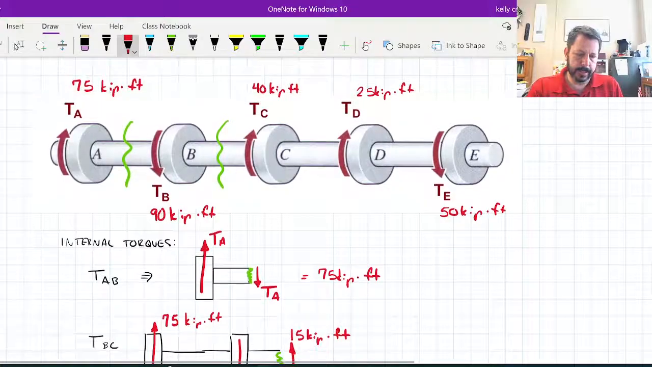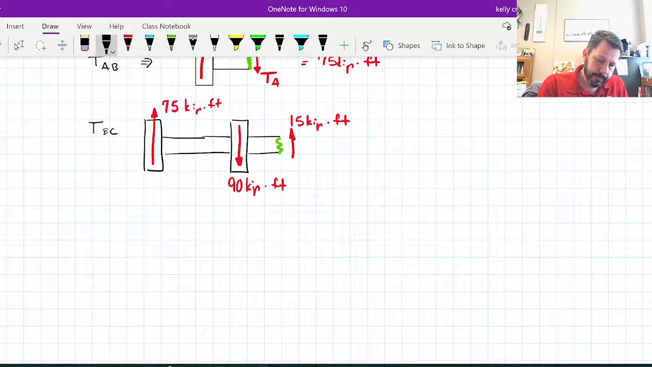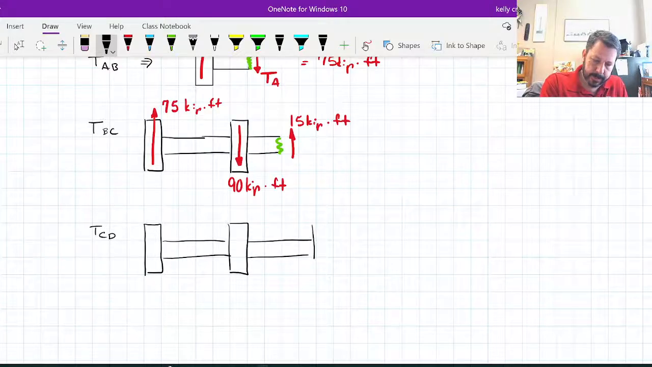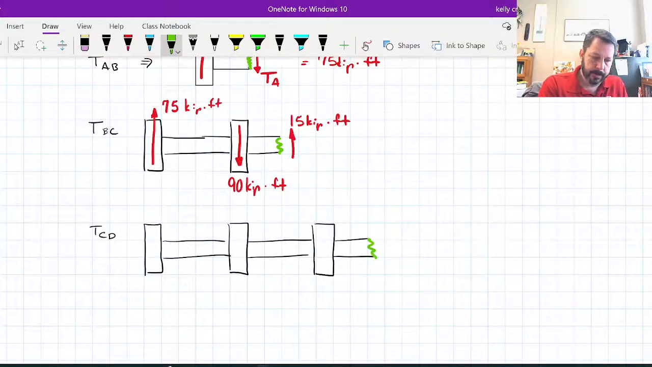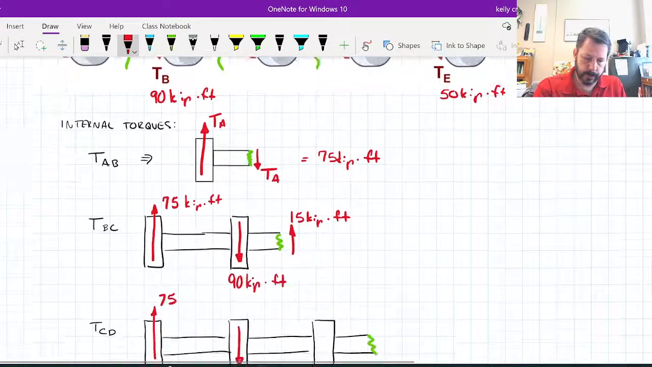This next one's probably the last one we need to do. So this one we want to know the torque between C and D. And so we would have all of that stuff we had before, A, B, C, and then we cut the shaft open between C and D. So A was 75, B was 90, the applied to C is upwards 40.